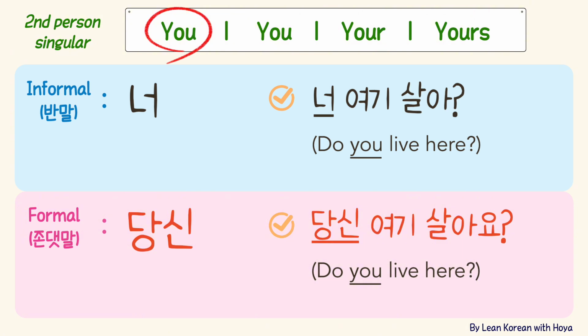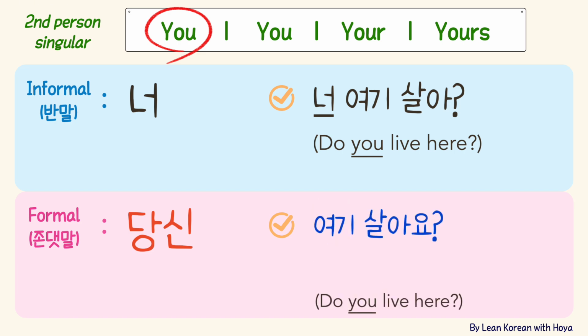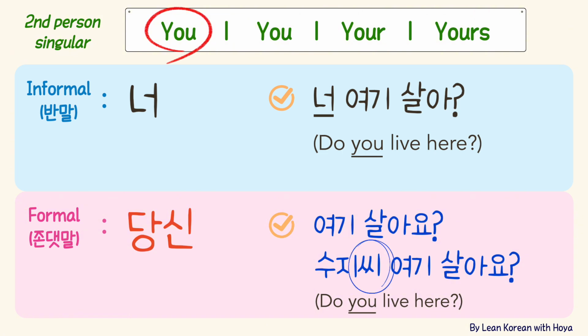So instead of using the word 당신, what should we use? Well, there are several options. One option is to omit the pronoun in the sentence and just say 여기 살아요? Or if you know the person's name, you can use the name in the sentence like 수지 씨 여기 살아요? And remember to attach 씨 at the end of the name to show respect.